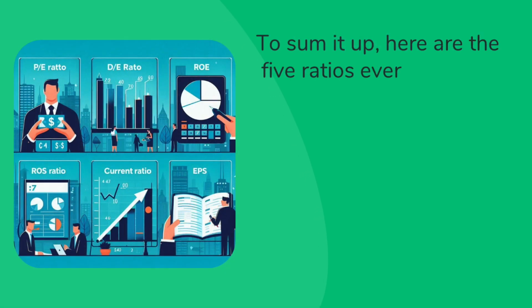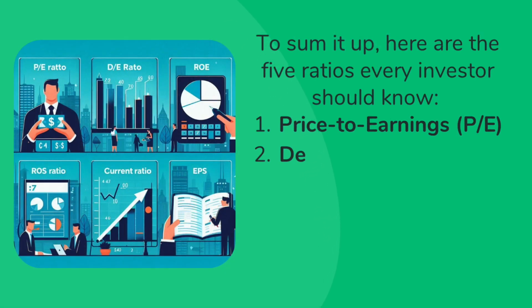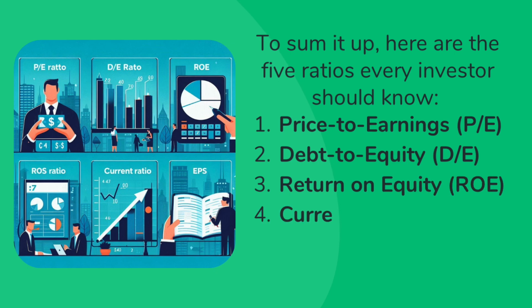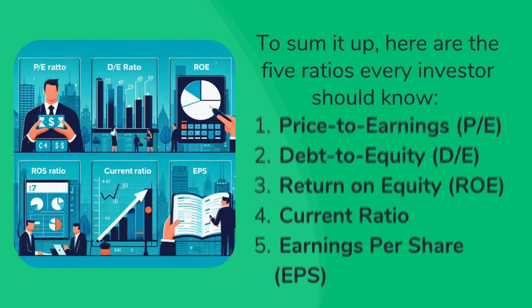To wrap it up, here are the 5 ratios: PE ratio, DE ratio, ROE, current ratio, and earnings per share. These ratios help you understand a company's financial health so you can invest more wisely. Remember, investing isn't about guessing. It's about smart choices and careful analysis.